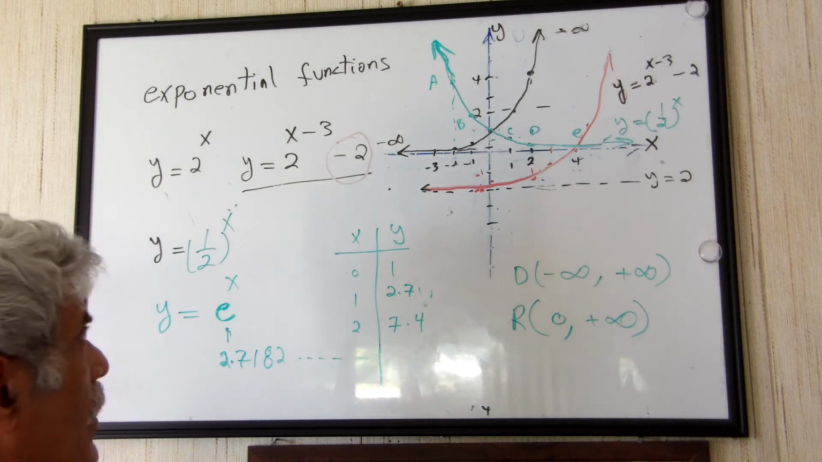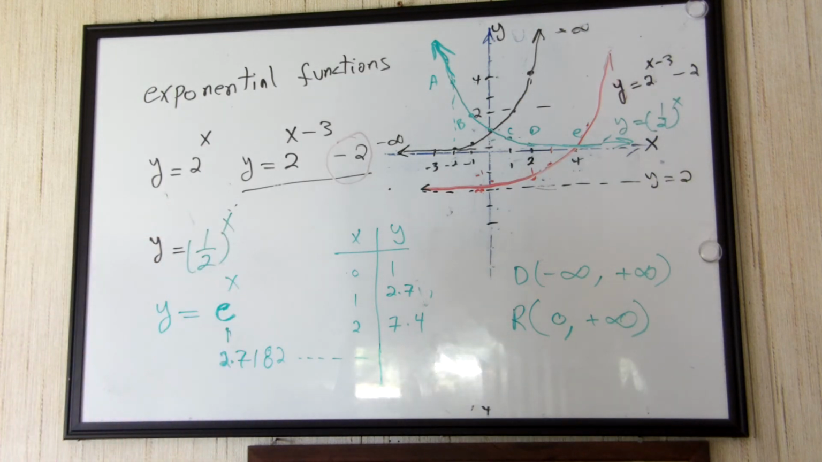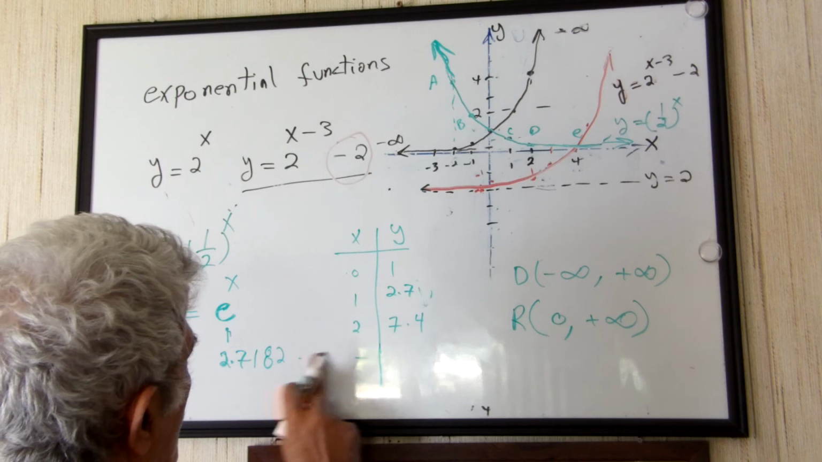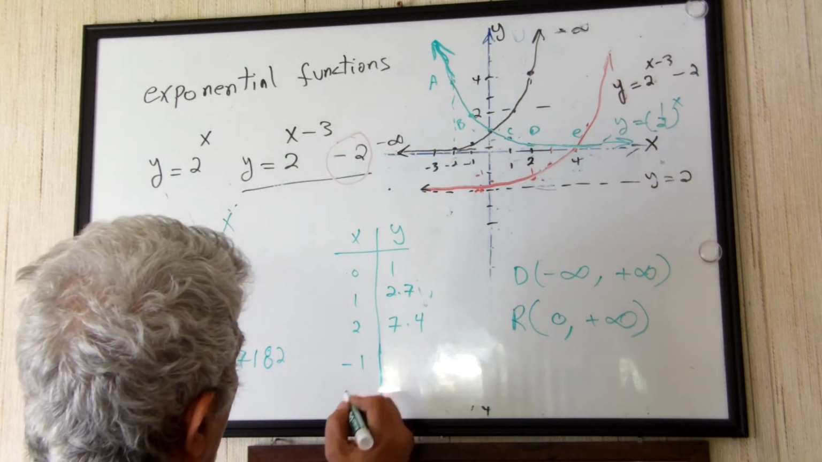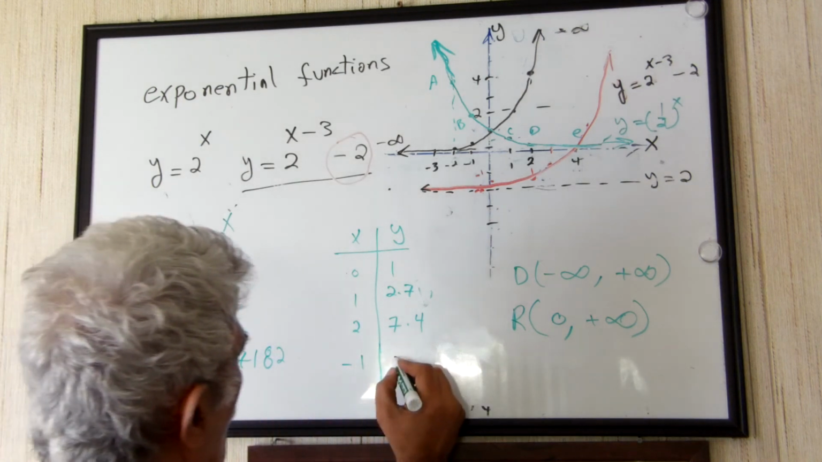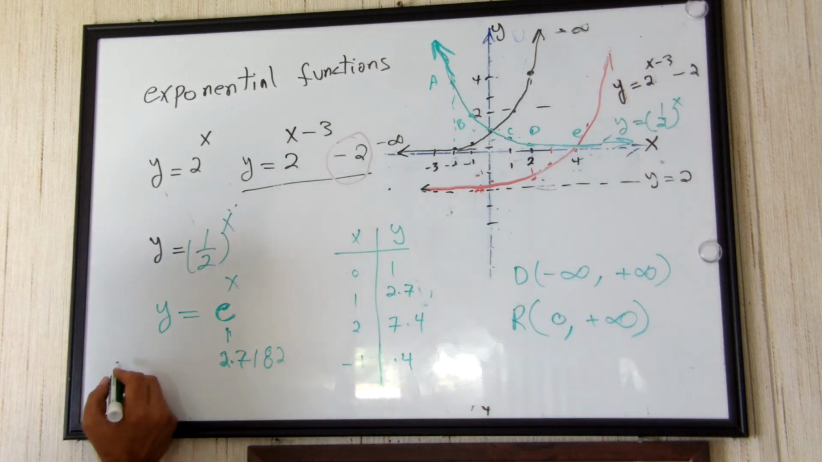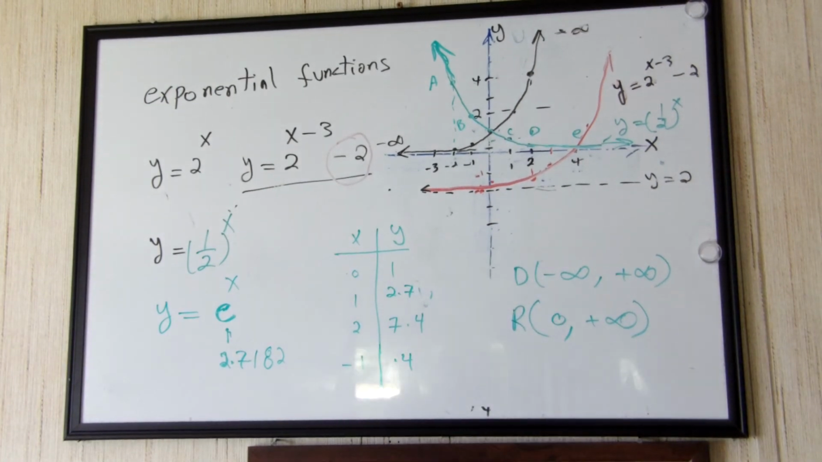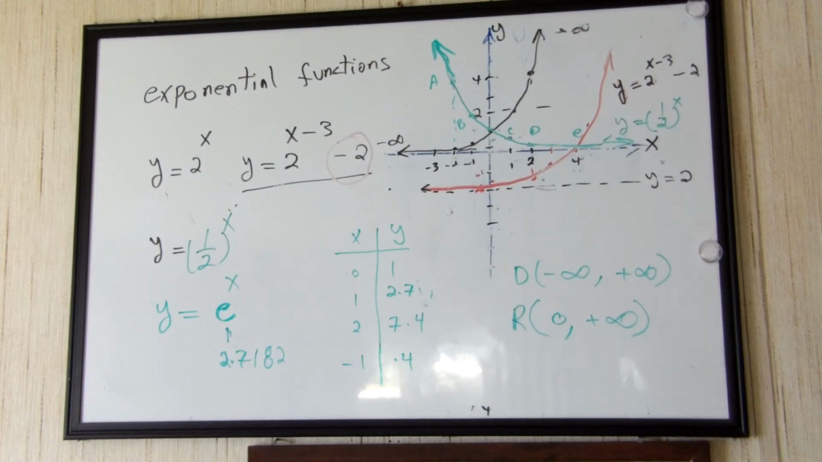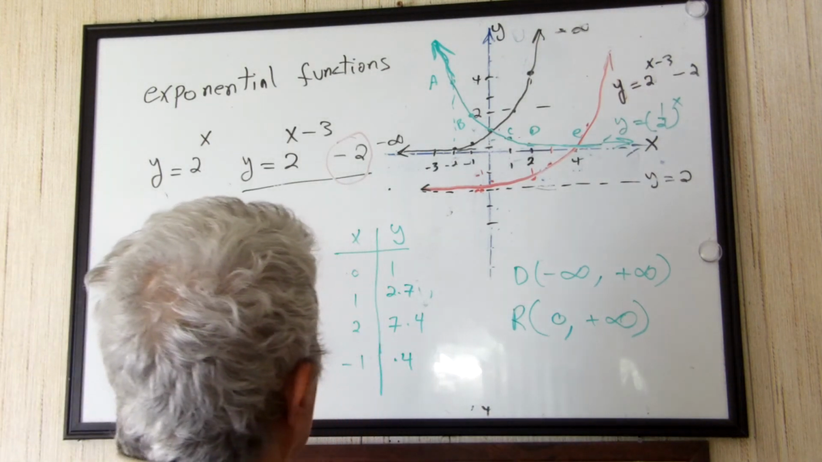So let's graph this one. We have just 3 points here. We can give -1, which gives 0.37, about 0.4. You put it in the computer; I will show it to you later with this function, how to graph this.